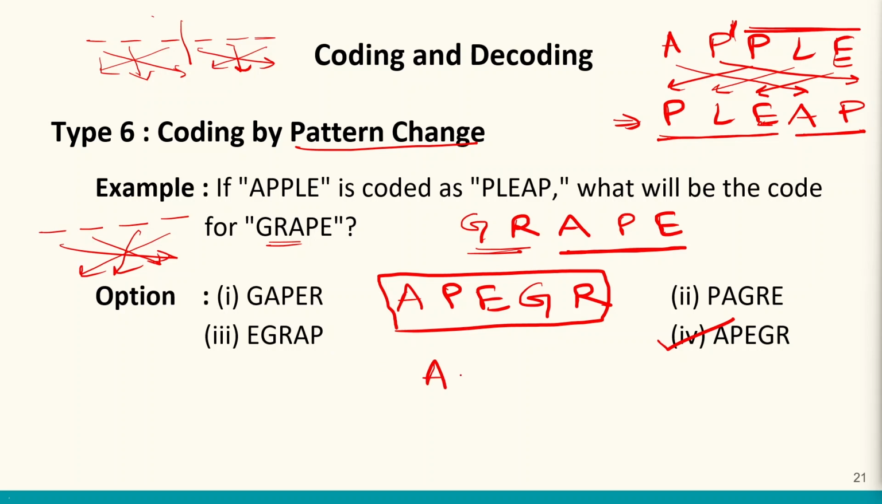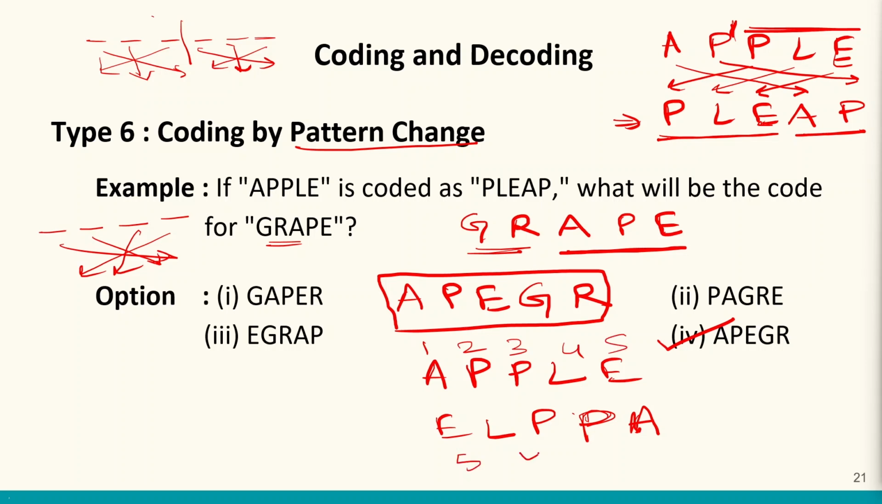Let's say if we had a different pattern, if we had something like this, if we had E, L, P, P and A. If we had something like this, then I can say, it is better to number these, okay? Then I can say it is written as 5, 4, 3, 2, 1. This is also called coding by pattern change, but this is also an example of coding by letter inversion.